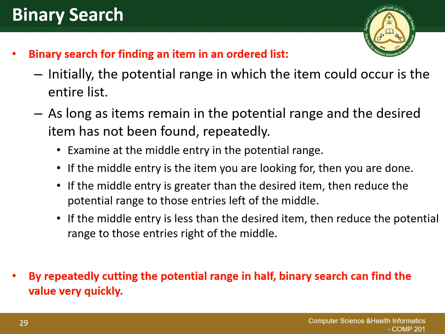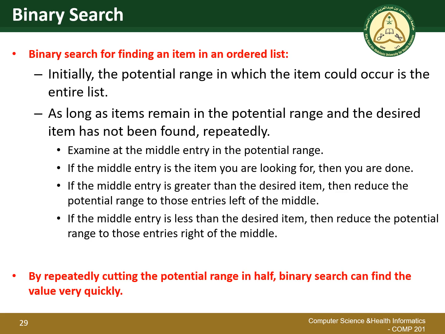Next slides represent the binary search steps. So at the beginning, the potential range in which the item can occur is the entire list. And we will continue searching as long as there are items in the potential range and the item hasn't been found. So we will repeat. First, examine the middle entry of the potential range. If the middle entry is the item you are looking for, then you are done.